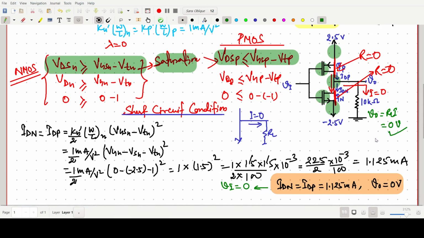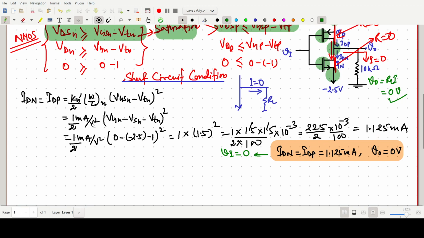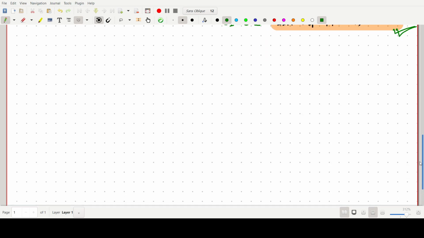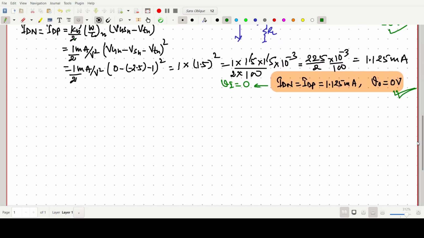Okay. So both are in the saturation region, so we have to directly apply the saturation drain current equation, kn dash by 2 like this, and we can solve this one. Okay. So this one is the first case. Now we have to go for the second case, say case number B. In B what we have to take, Vi equals to 2.5 volts.